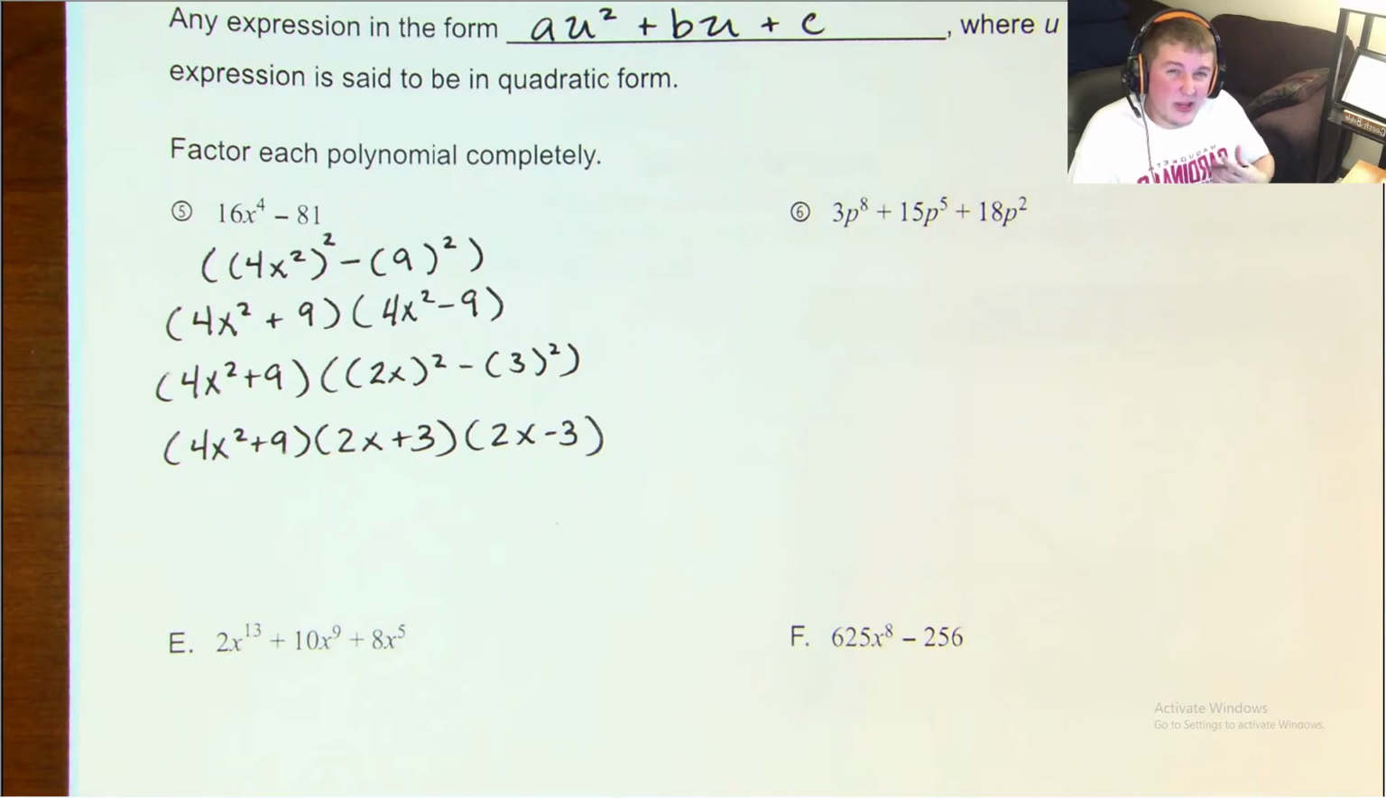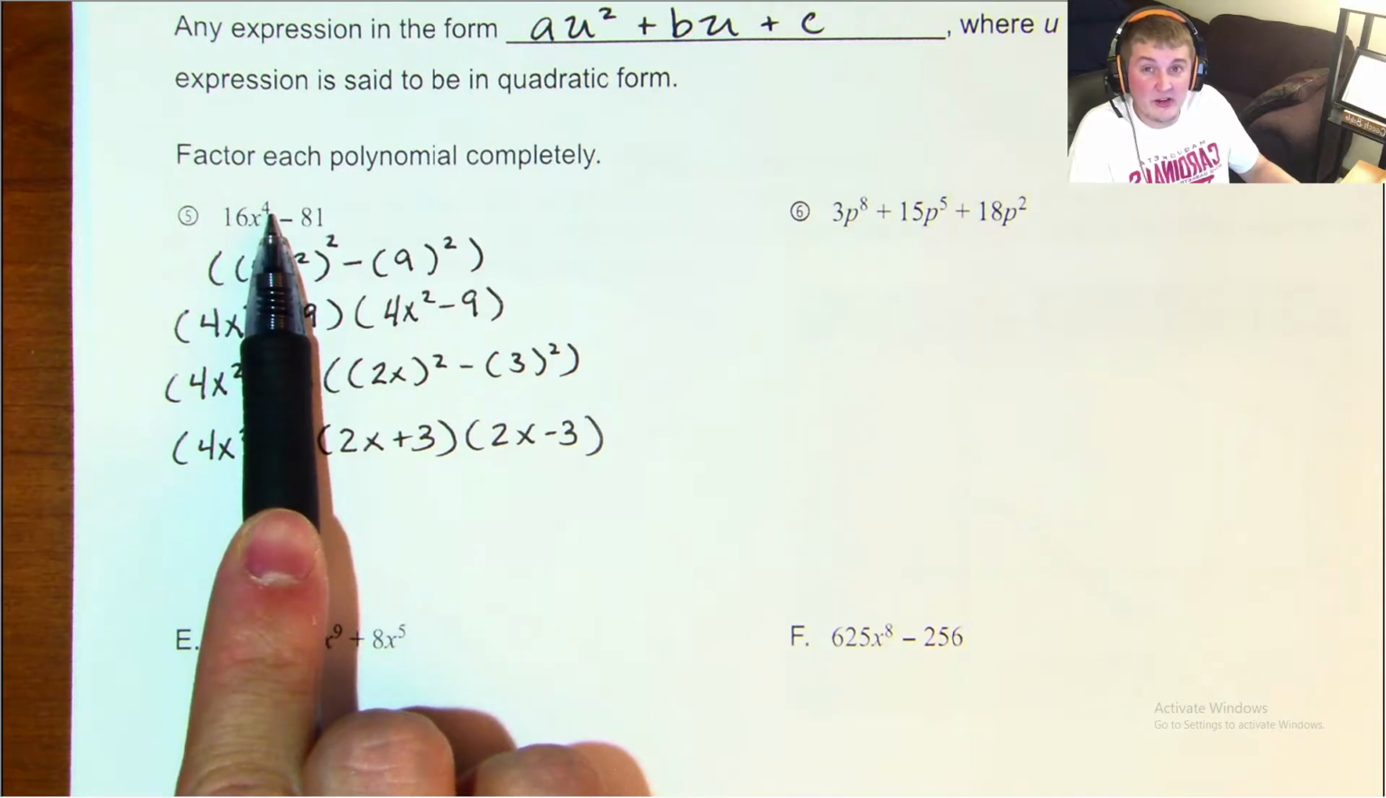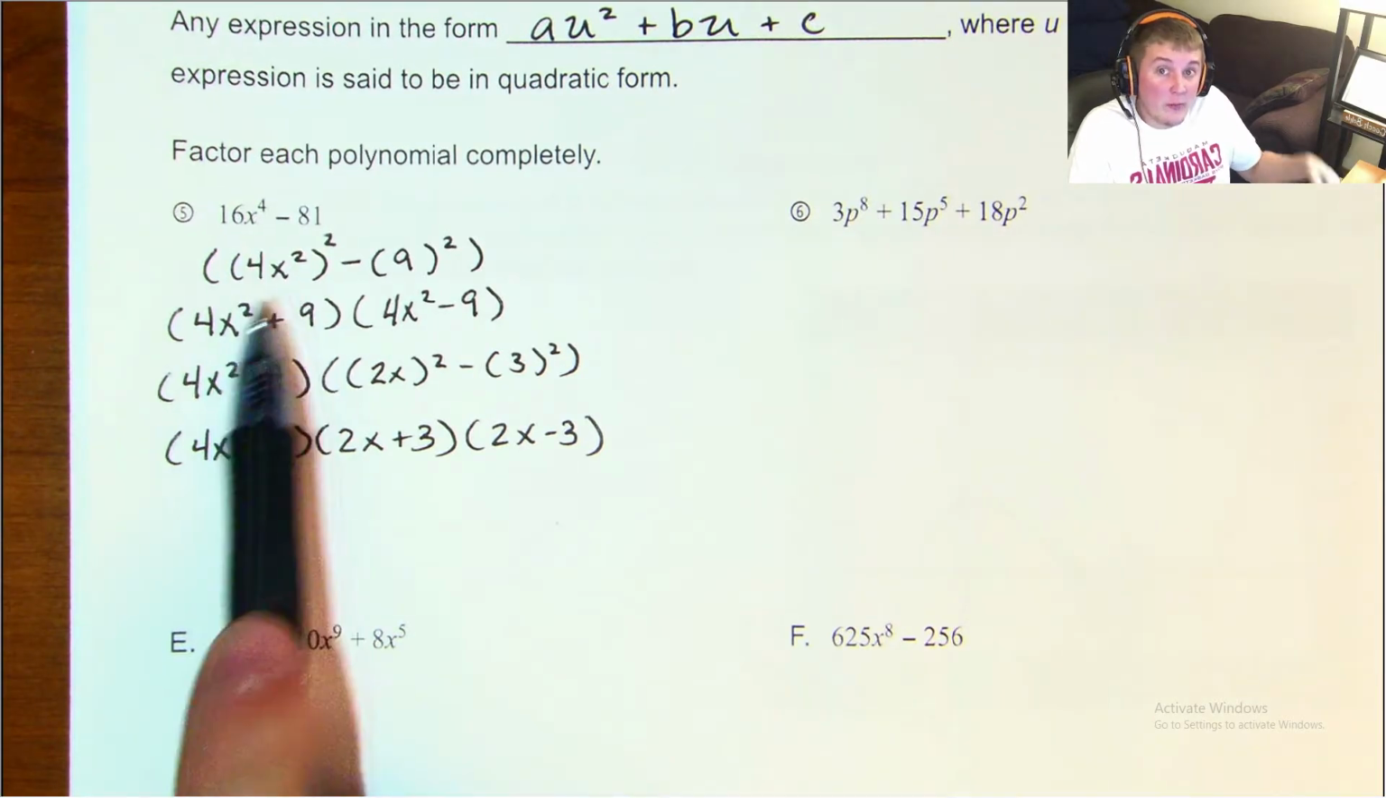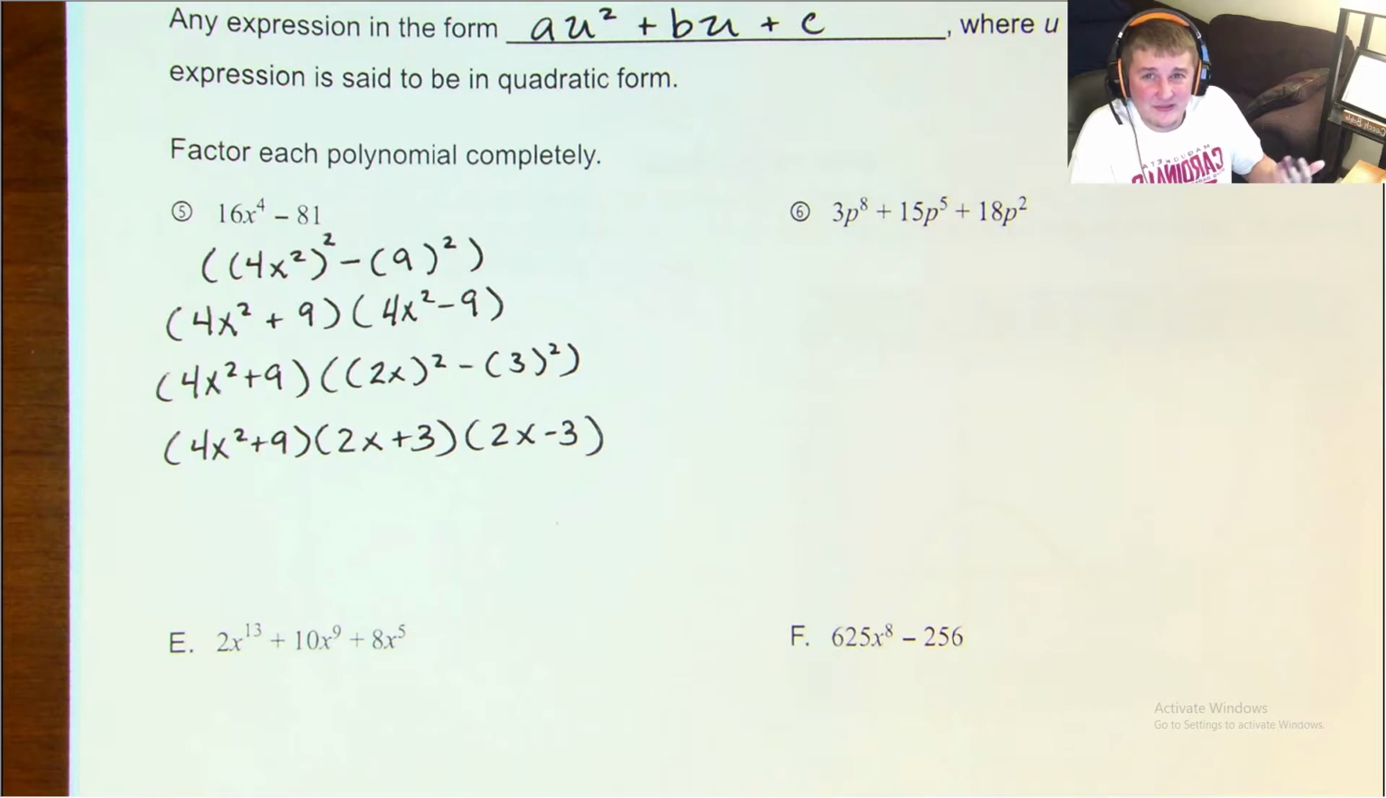Okay, so that's what it means to be in quadratic form. It's not a quadratic equation, because if it was a quadratic equation, it would have an exponent of 2. But it's in the form of a quadratic equation, so that means we can treat it as such.